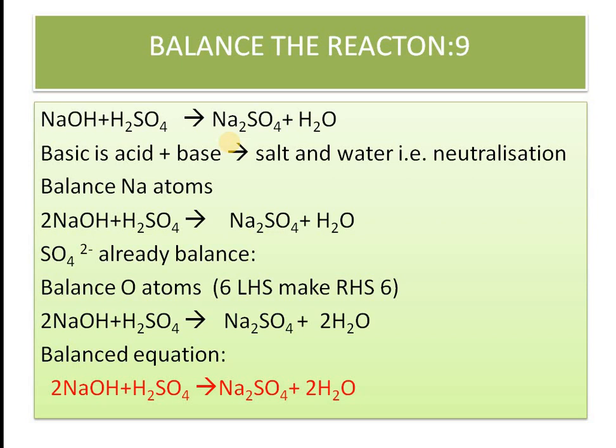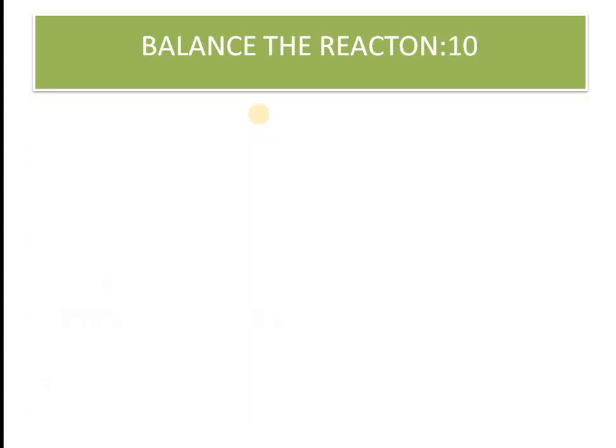The question will come like this: write the products formed and balance the chemical equation when sodium hydroxide is treated with sulfuric acid. This way, you will not be given the products. So, to balance the chemical equation, you should be aware of what will be formed. If you know the basics, only then can you tell the answer.